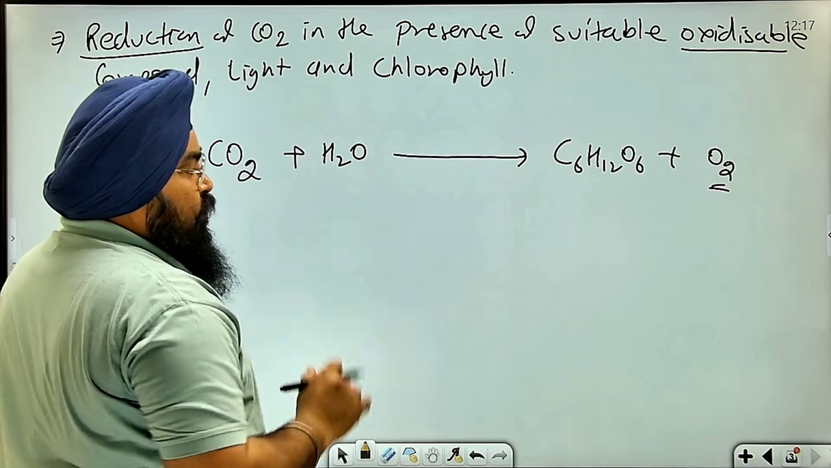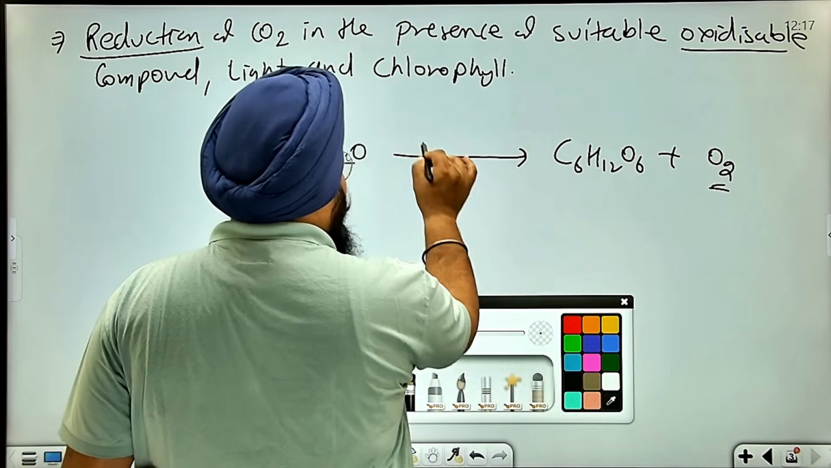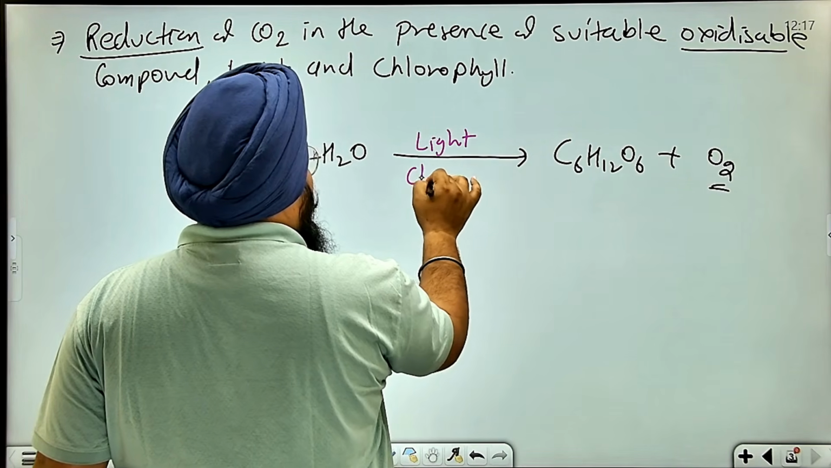CO2 reacts with water to form glucose and oxygen in the presence of light and chlorophyll.